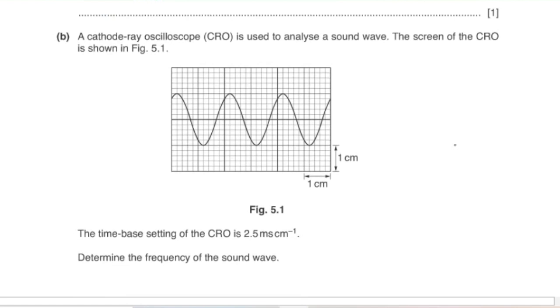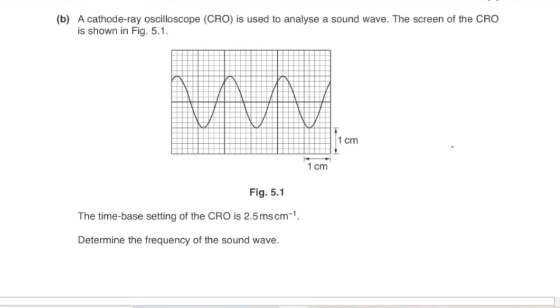Part B, a cathode ray oscilloscope is used to analyze a sound wave. The screen of the CRO is shown in figure 5.1. The time-base setting of the CRO is 2.5 milliseconds per centimeter. Determine the frequency of the sound wave. So frequency is equal to 1 by T, and T over here is the time period, meaning the time taken for one complete wave.